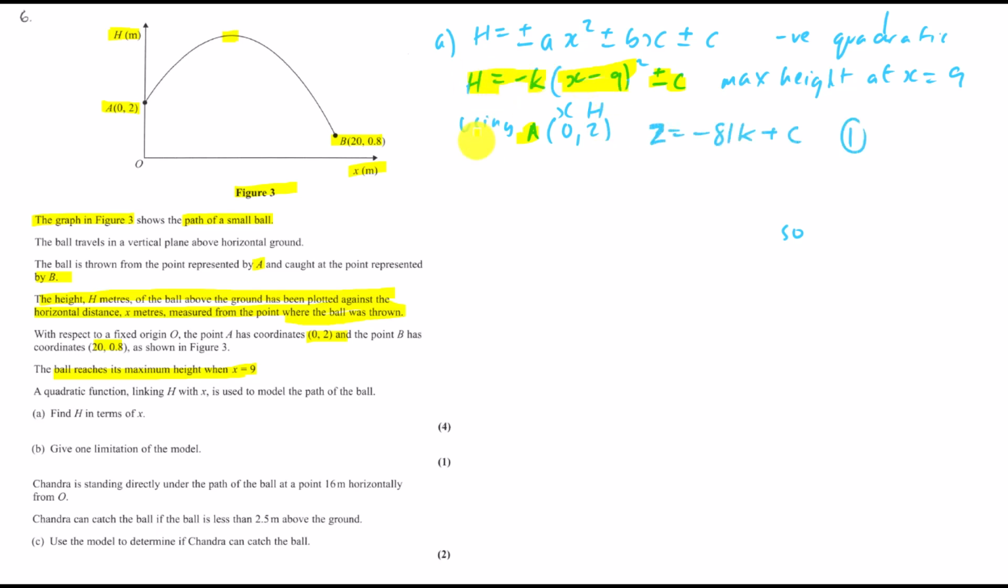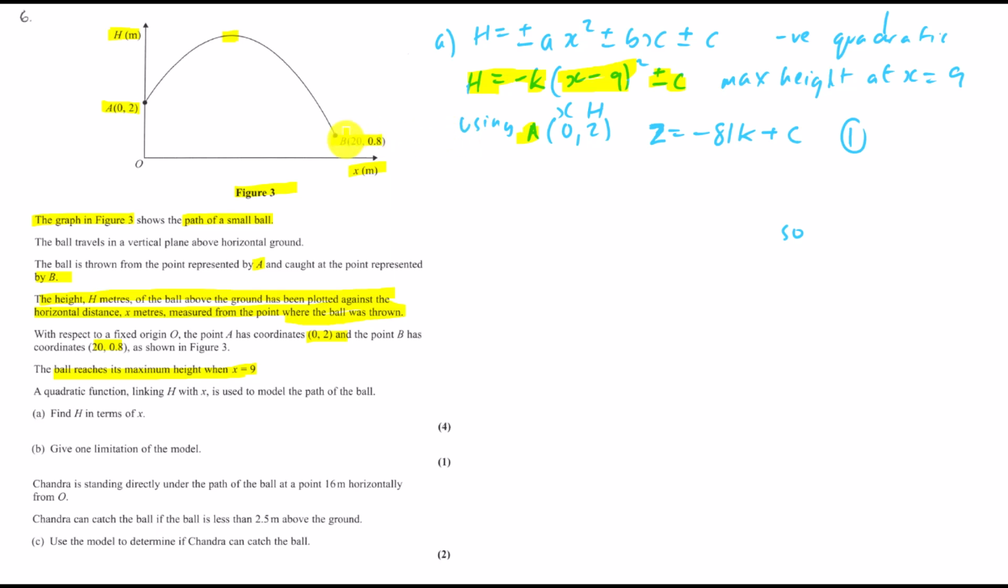So let's do that now. So we're at 2, x is 0, so we're going to get minus 81k plus c, only because I know this becomes positive, but we have a minus k here because we know the quadratic is negative. And that c could be plus or minus. Let's just leave it like this.